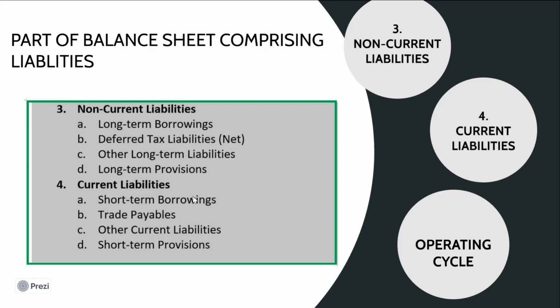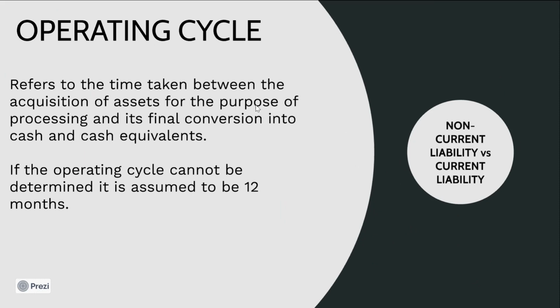We will be discussing each of these in detail, but before we go further, we need to understand a term which is called operating cycle. What is operating cycle? It refers to the time taken between the acquisition of assets for the purpose of processing and its final conversion into cash and cash equivalents. If the operating cycle cannot be determined, it is assumed to be 12 months.